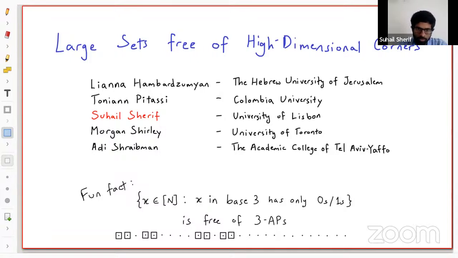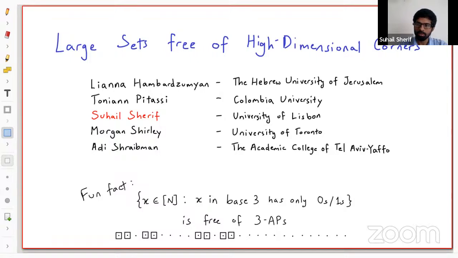So over here at the bottom, I've included a fun fact, which is that if you take all numbers that in base 3 only have the digits 0 and 1, then this set does not have any 3-term arithmetic progressions. And it's not hard to see why, but we're not going to go into that now. But this is what I mean by being free of 3-term arithmetic progressions: you can't find 3 distinct elements of the set which are in an arithmetic progression.